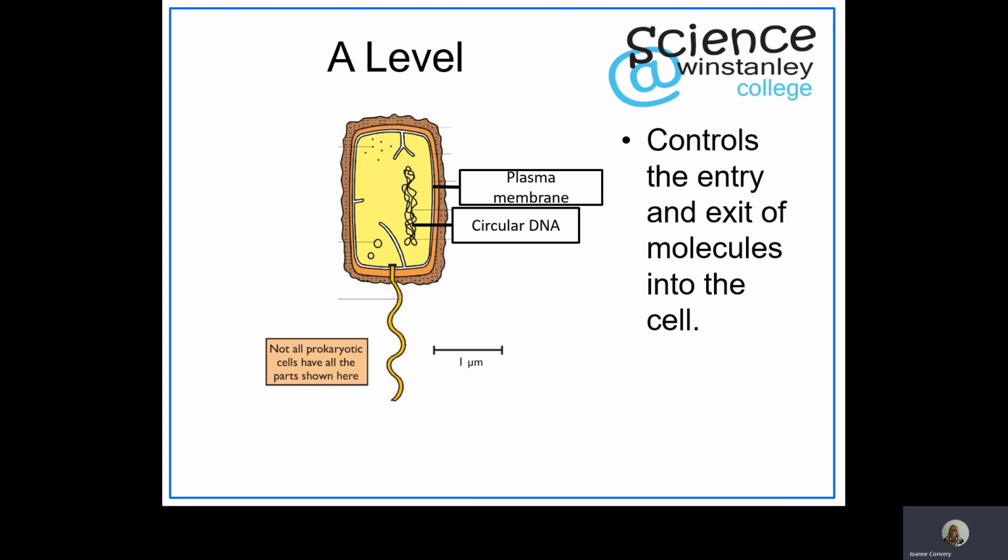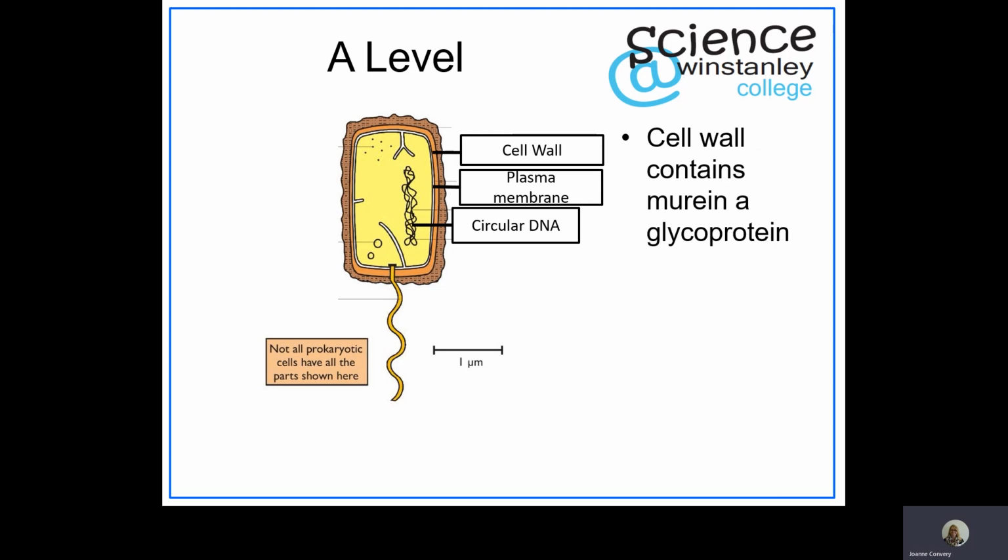Surrounding the cell, surrounding the cytoplasm, we referred to a cell membrane at GCSE. We're talking about this plasma membrane, and the plasma membrane simply controls the entry and exit of molecules into the cell. It decides what can come in and what can leave. It's not just about allowing, it's a controlling measure. So it's a really, really important feature of our prokaryotic cell.